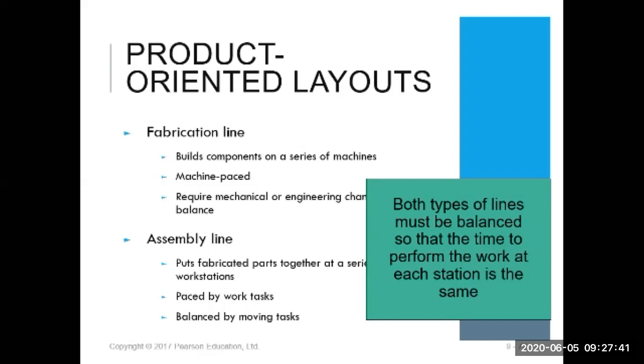To make sure that both the fabrication line and the assembly line are balanced, each station must work at the same pace. If it is machine-paced, then all the processes will work at the same pace, so you adjust based on that. In the assembly line, you have to balance by moving tasks from one to another, and to complete each task you have to balance that.